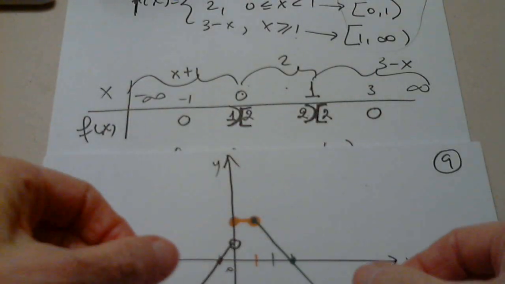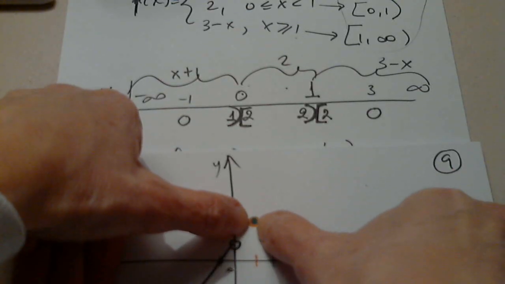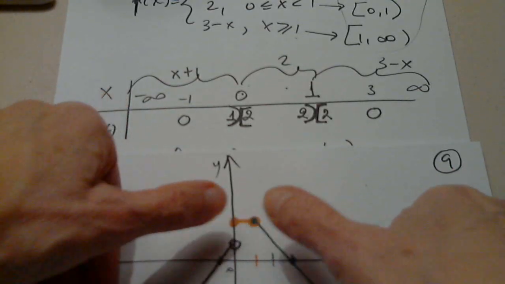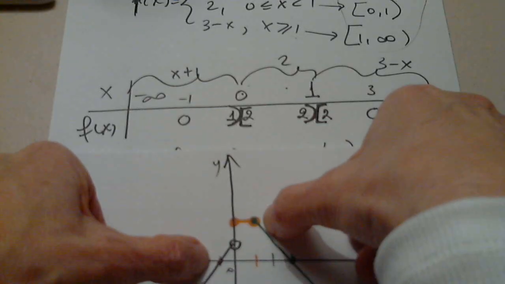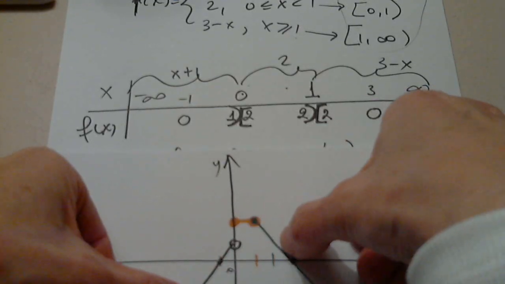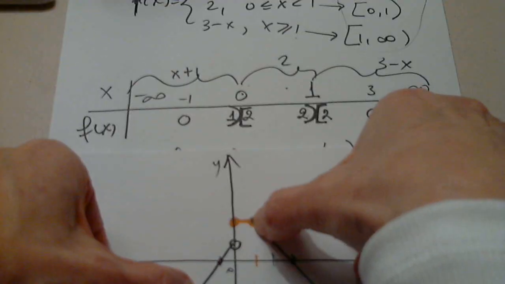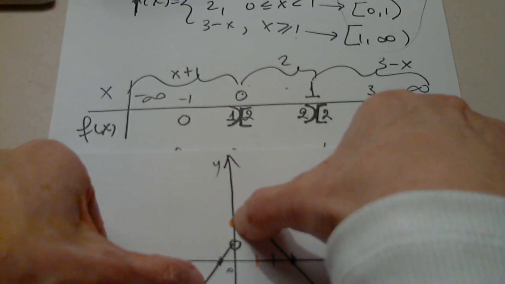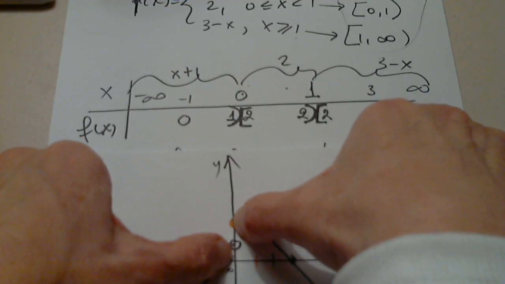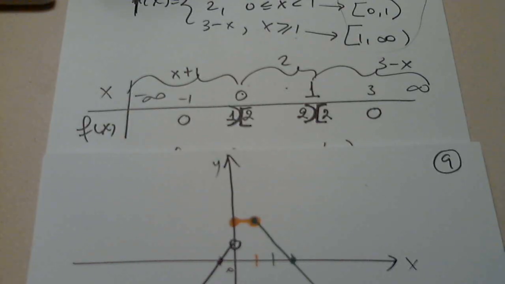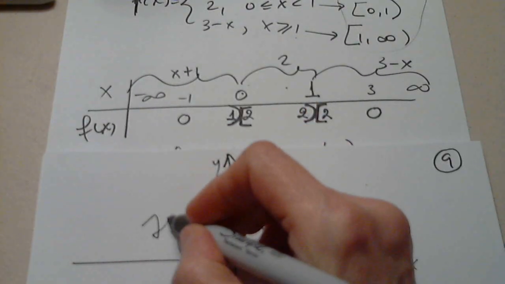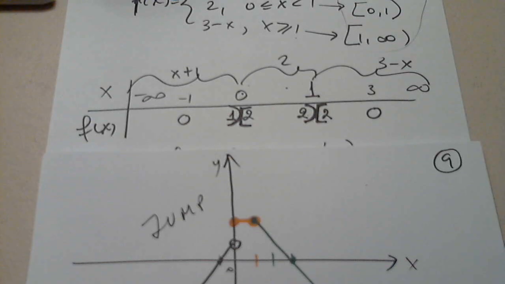It's very clear. As x approaches 1 from either side, the function values approach 2. As x approaches 0 from either side, this side goes to 2 and this side goes to 1, because there is a jump. The jump is at 0.